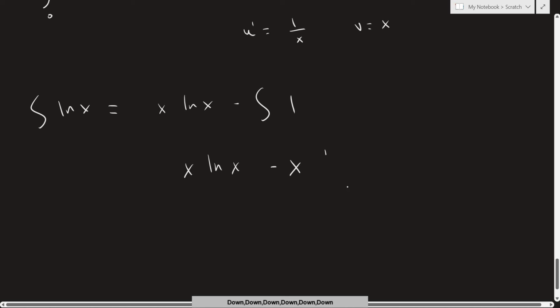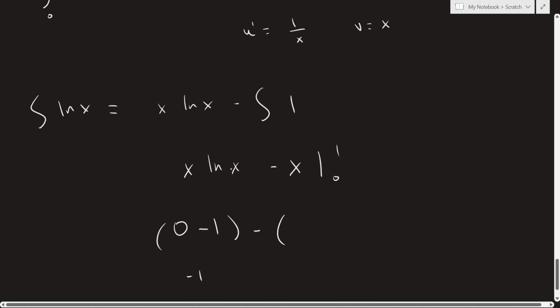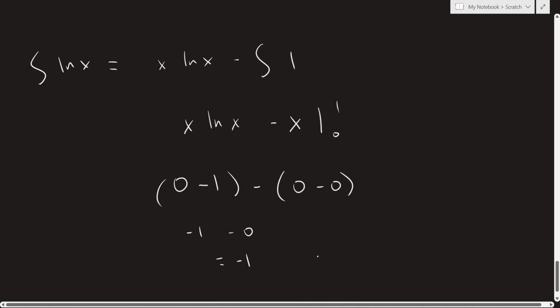So now we replace between 0 and 1. 1 times ln 1 is 0, so 0 minus 1, so this will be negative 1. Minus 0, 0 minus 0 is 0, so minus 0. So the answer is negative 1, which is convergent. And that's it.